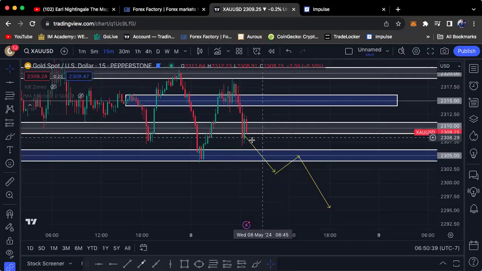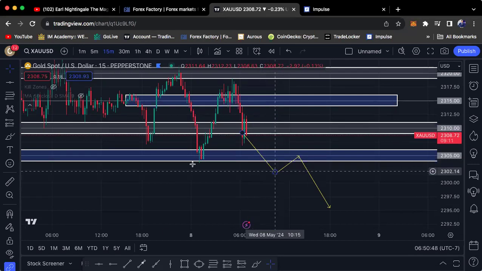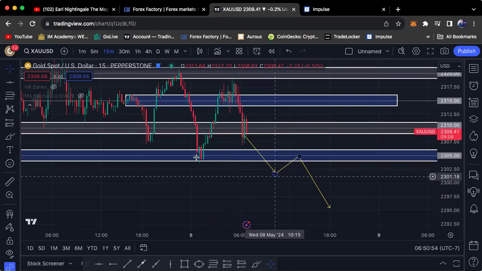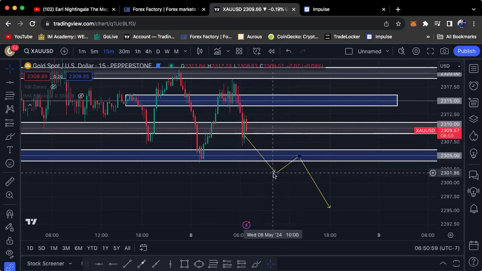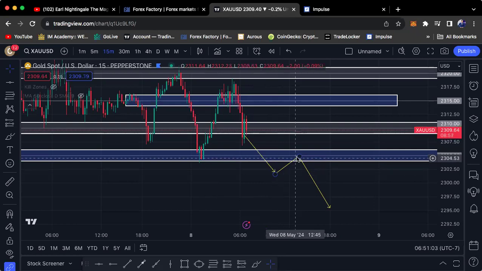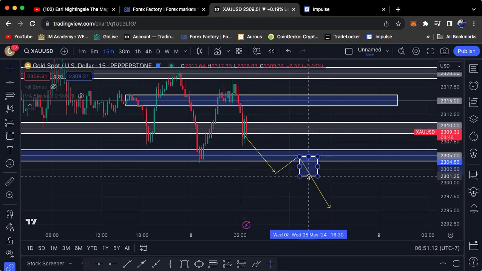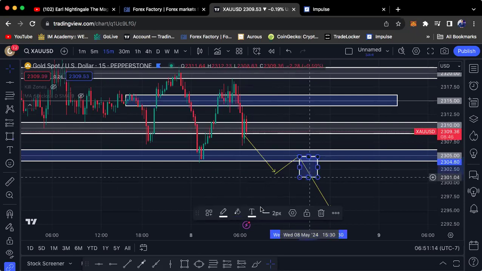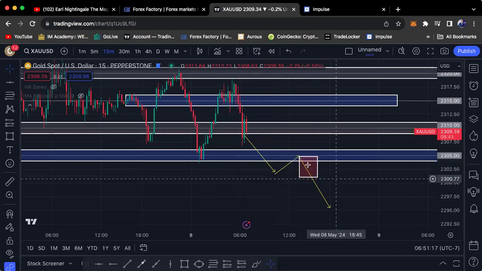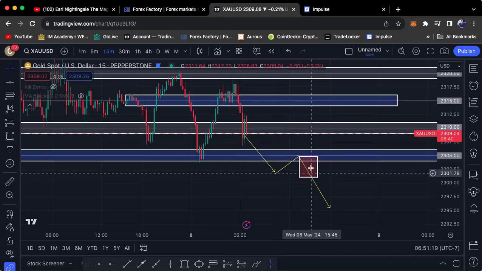I'm going to wait for price to go below the zone 2305 because I want price to create a new lower low. This lower low will be lower than this previous low. If it creates a new lower low, then wait for that retest. Break, close below, retest. And when you see a bearish candle forming here, that's a confirmation candle, and you take the sell right here.